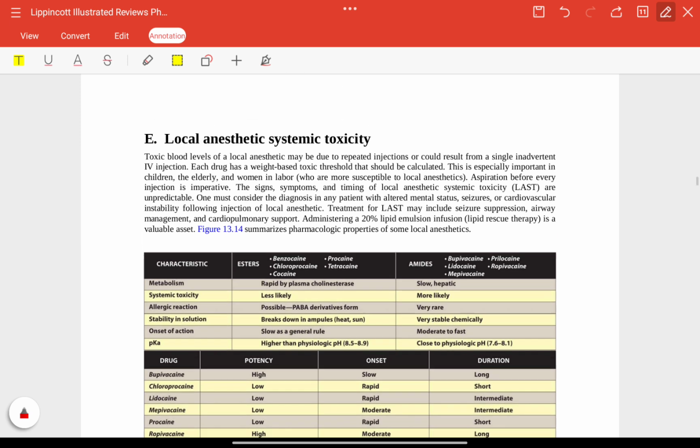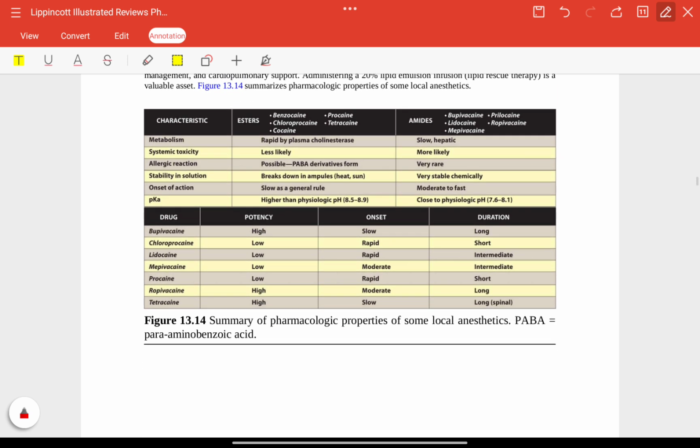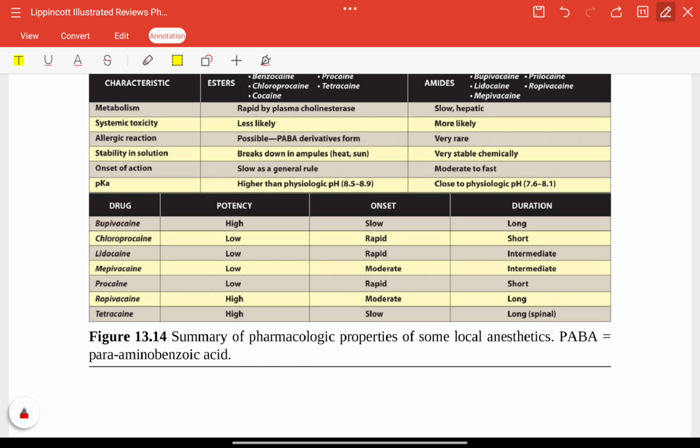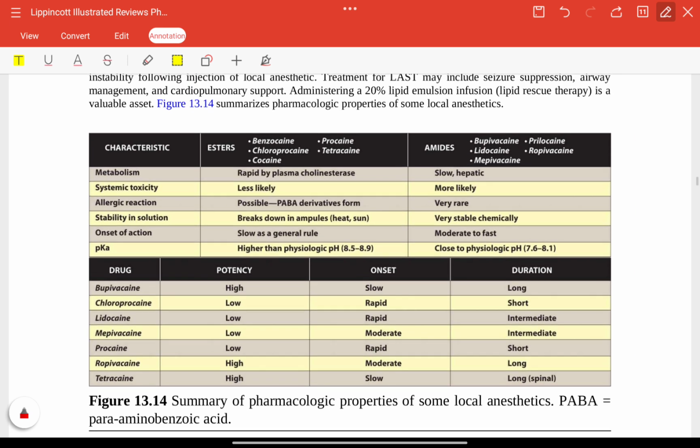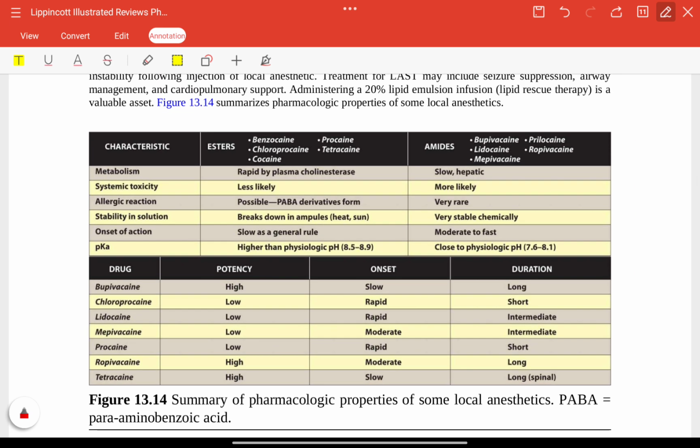Now, you can see here the characteristics of local anesthetics that are PABA, para-aminobenzoic acid. Characteristic: metabolism. Benzocaine, chloroprocaine, cocaine, procaine, tetracaine: rapid by plasma cholinesterase. Less likely for systemic toxicity. Allergic reaction is due to the PABA derivative form.